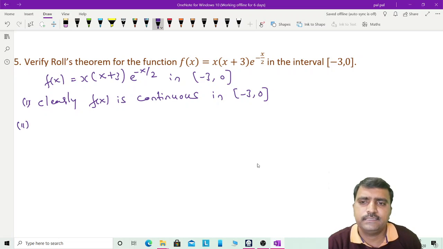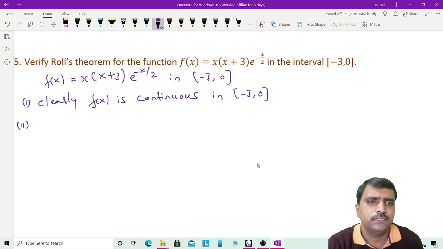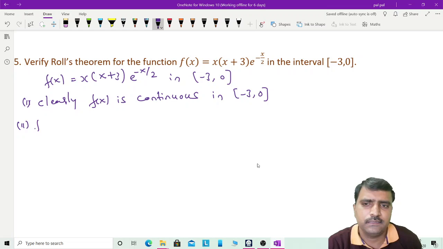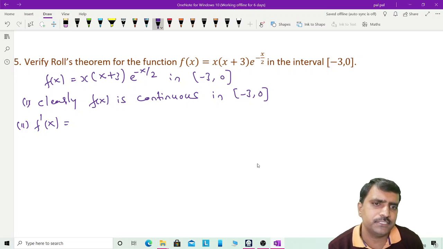Second condition, differentiation. We need to consider the differentiation of f of x. So that is f dash of x is equal to, we need to differentiate first into differentiation of second into differentiation of first. Here there are three functions: x, x plus 3, e to the power of minus x by 2. We have to use the product rule continuously 3 times. So differentiation of first, second and third constant, and differentiation of second, first and third as it is, differentiation of third, first and second as it is.